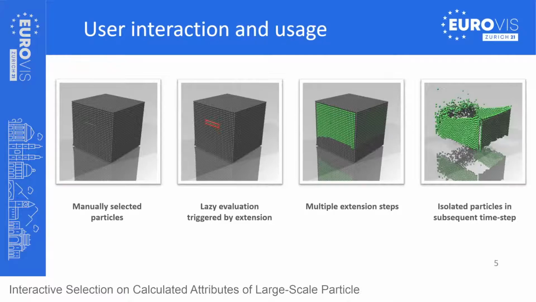When you now start the extension, all required attributes are lazily evaluated and the extension is executed. You can see the particles chosen for lazy attribute evaluation marked in red in the second picture. As one extension step is not sufficient in most cases, you can repeat extensions automatically several times. For example, similar density values on the surface create the illustrated results for the multiple extension steps on this slide.